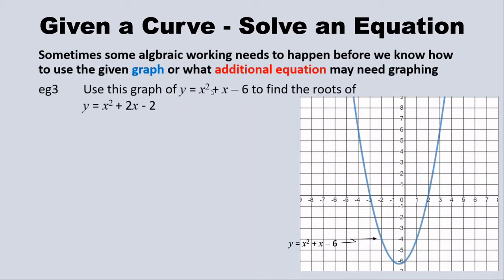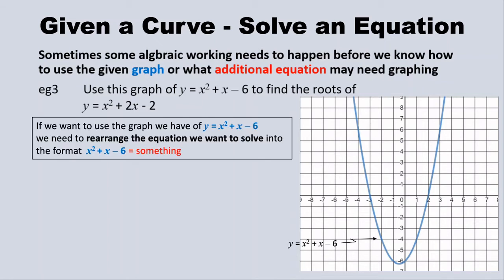So what we're going to need to do is, if we're going to use the graph y equals x squared plus x minus 6, we somehow need to rearrange the equation that we want to solve into the format where we have the equation of the graph equal to something. So we want to solve to find the roots of x squared plus 2x minus 2. So we want to solve the equation x squared plus 2x minus 2 equals 0. I don't want to have to graph another parabola here. That's going to be more difficult than necessary. So I'm going to rearrange this equation so that I have x squared plus x minus 6 equals something.